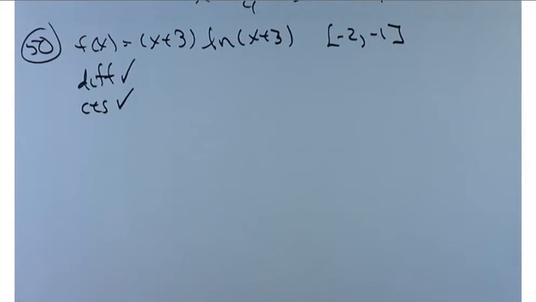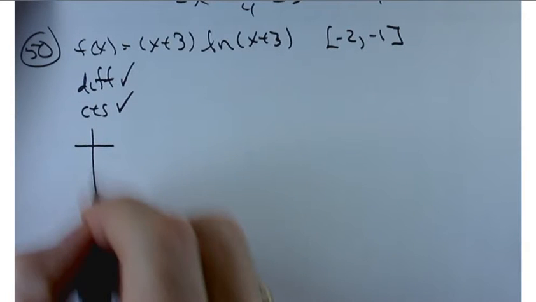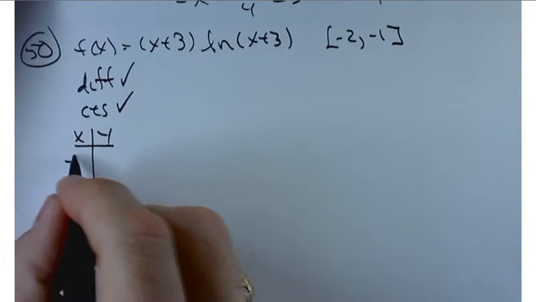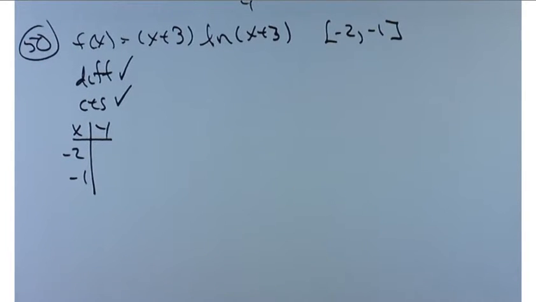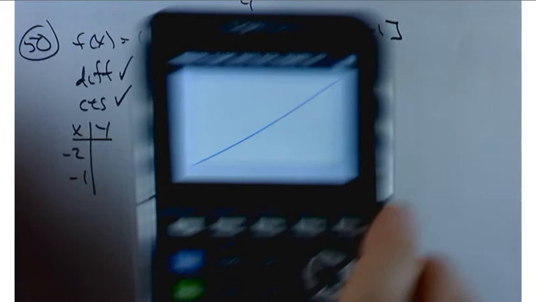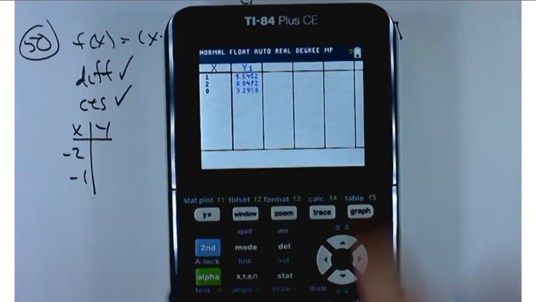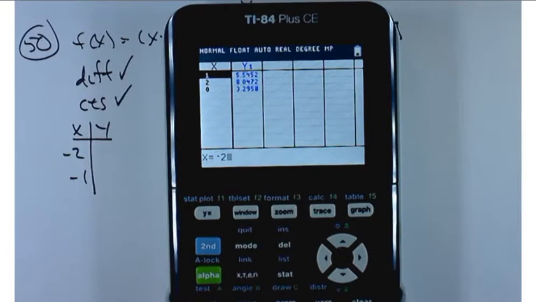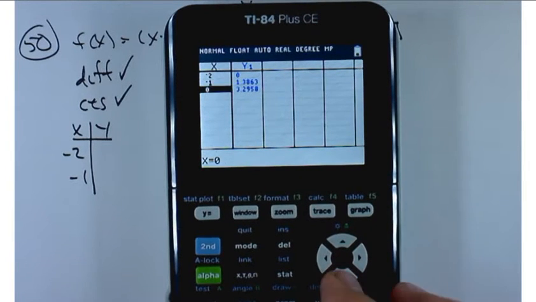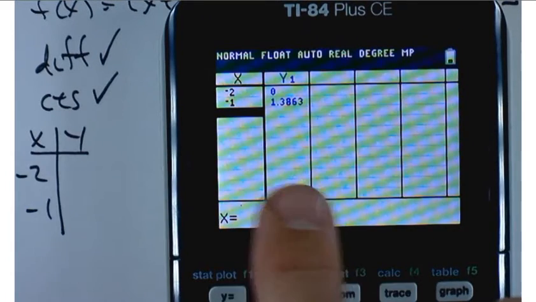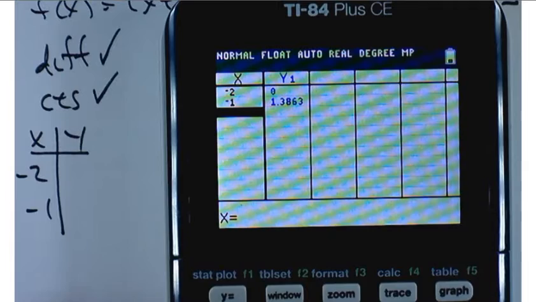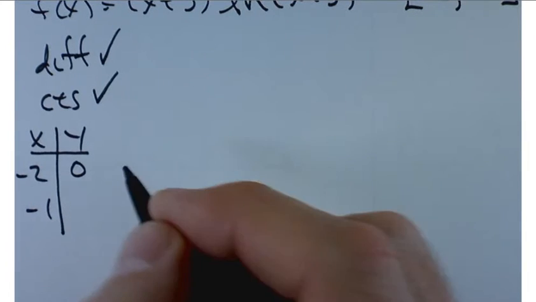Let's find the slope. All right, so x and y. So negative 2 and negative 1. And hey, guess what? We can almost kind of cheat. I wouldn't call it cheating though. Hit the second key, then the table key. And let's type in negative 2 and negative 1. And at least get a couple values. Well, at least at negative 2, we see pretty quickly we get 0. So that's helpful. And at negative 1, we're going to get 2 log of 2.